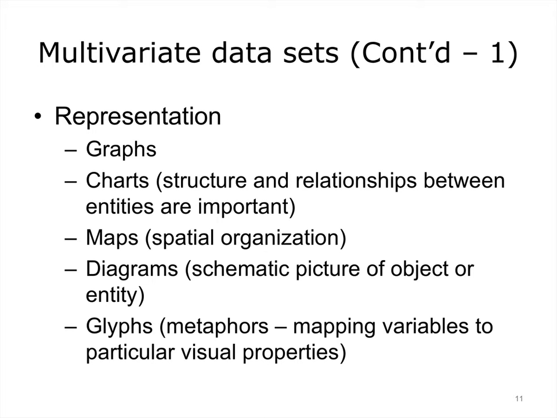As you can probably guess, the majority of data sets you might encounter in the real world are multivariate, and they present a set of challenges. The ways to represent them usually include graphs, charts, in which structure and relationship between entities are important, maps that favor spatial organization, diagrams, which feature schematic properties of objects or entities, and glyphs, or visual metaphors, that allow us to map variables to particular visual properties.